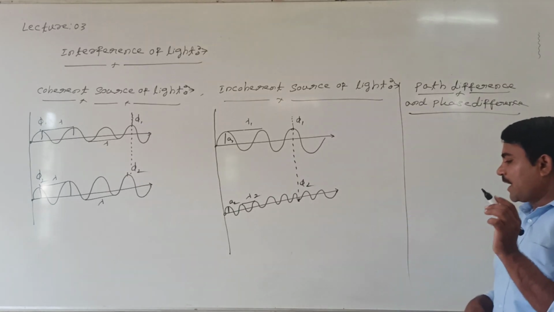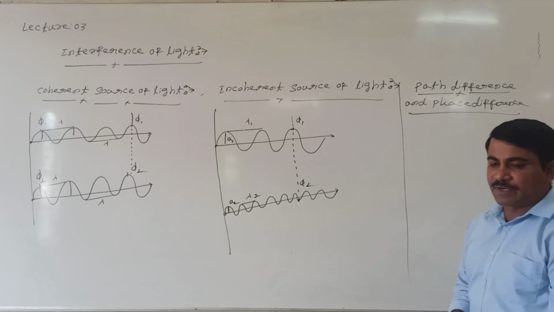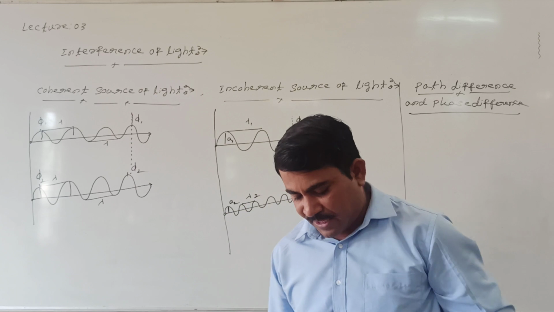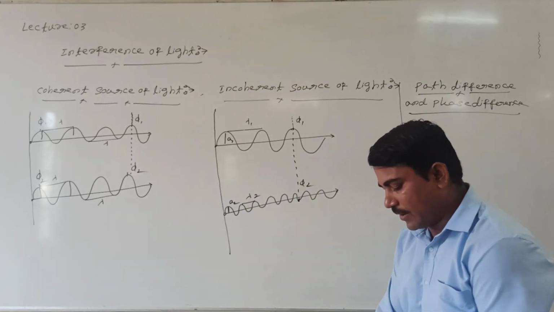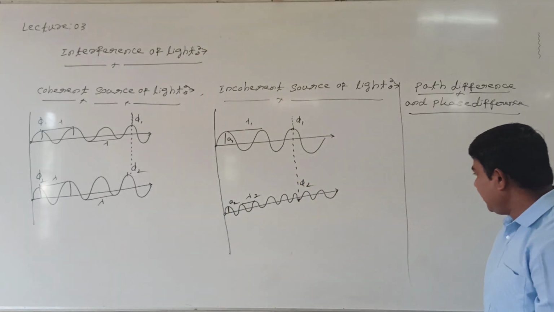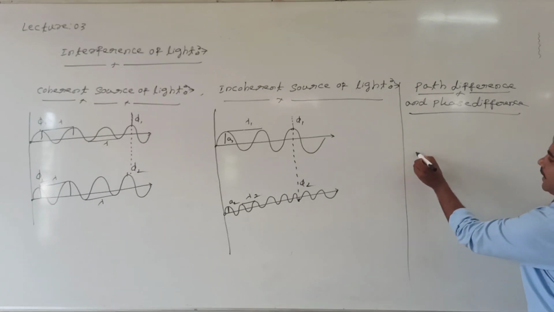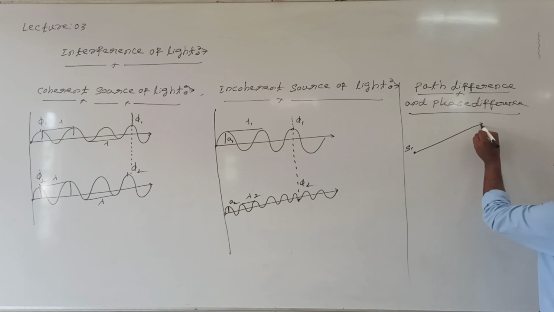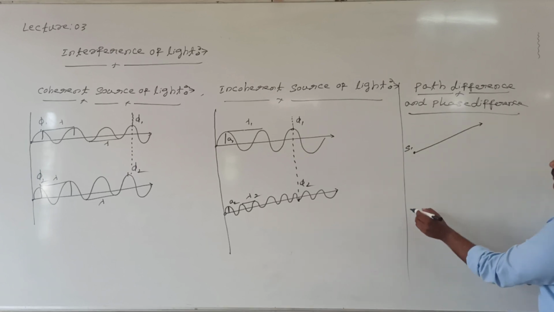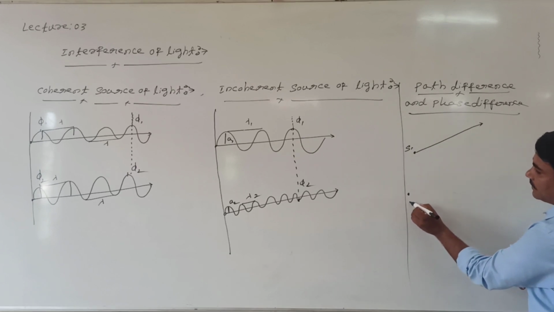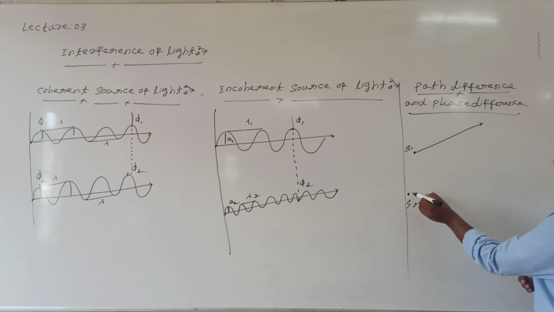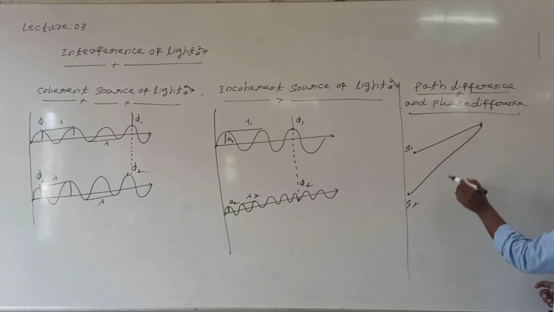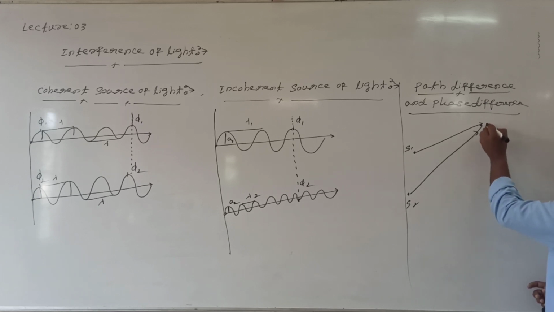See here. Now I can take a source of light. To understand path difference and phase difference, we will see the relation between path difference and phase difference. Now simply take this as a source of light. From the source of light, let us take the rays of light going in this direction. Let us take one more source of light, S2. From this S2 source of light, the waves can go and meet at a point P.